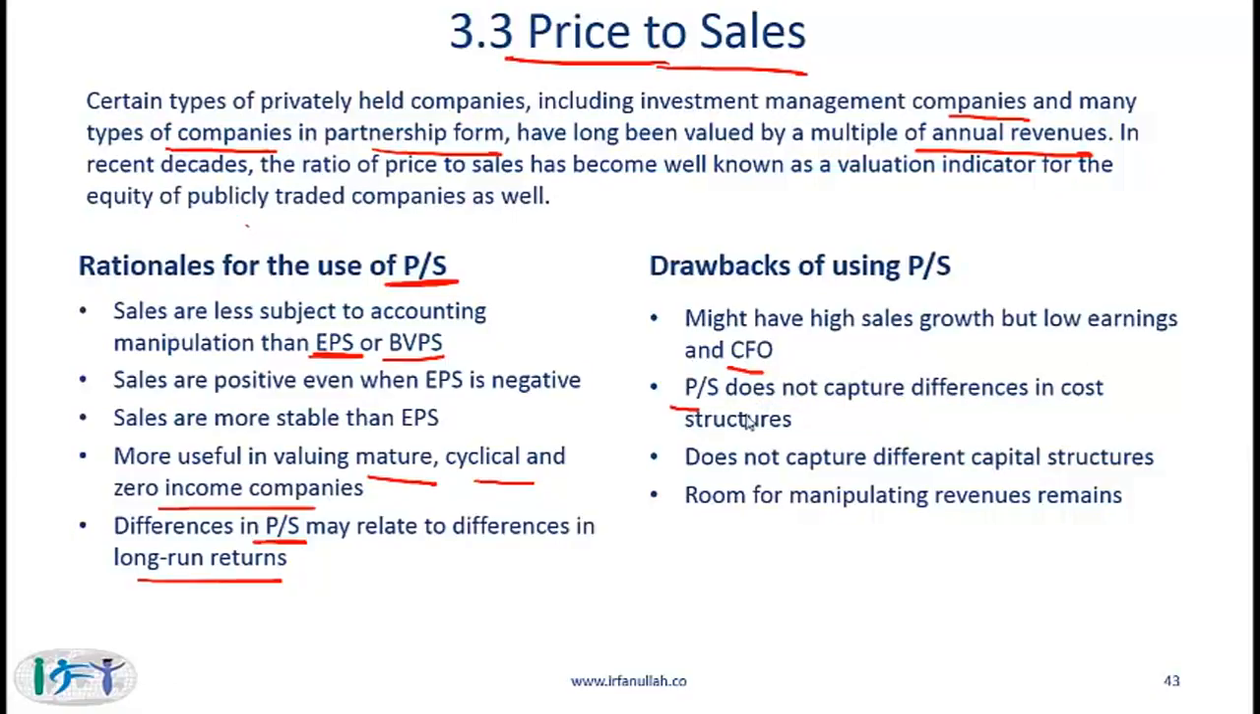Price to sales does not capture difference in cost structures. This is blatantly obvious. You might have two companies where the sales are growing at the same rate, but one company has a high cost structure, the other has a low cost structure. So will that difference be captured in this ratio? It will not. Does not capture different capital structures. Again, that is obvious. And over here we say sales are less subject to accounting manipulation than EPS or book value, but can no manipulation happen? That's not true either. Different companies, as we've seen before, can have slightly different revenue recognition practices, and that obviously will impact sales.